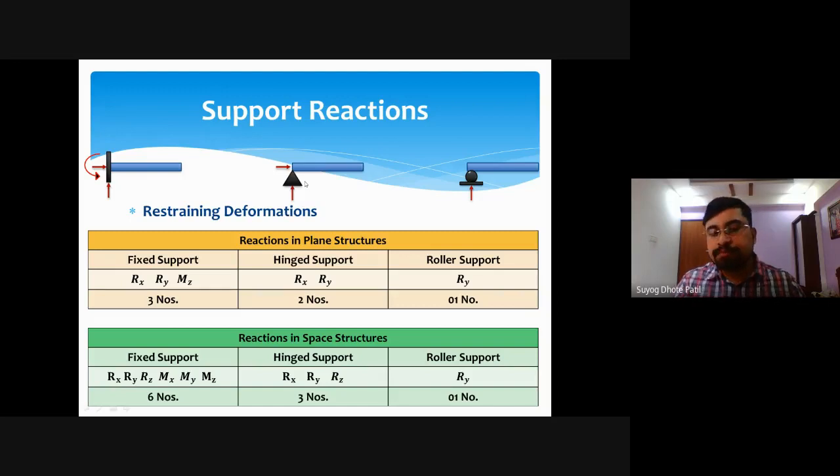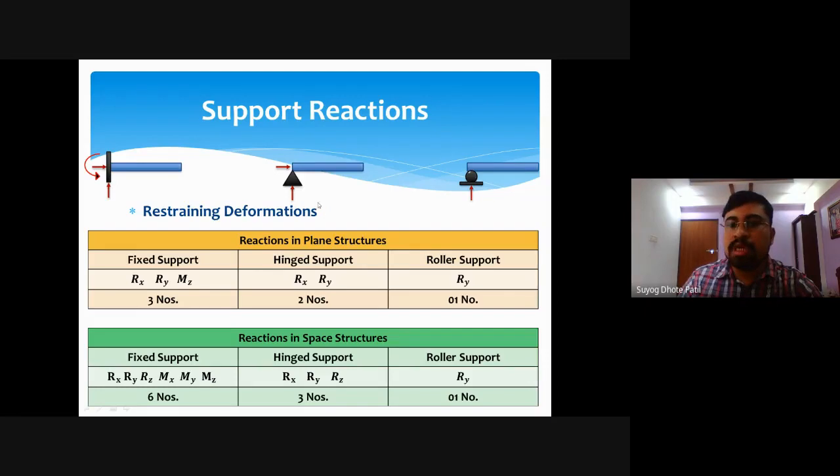hinge support, what does it do? Hinge support holds our beam in the horizontal and vertical directions. Meaning, if I apply a horizontal force on the beam after application of this hinge support, the beam will not be able to move in the horizontal direction. If I apply a load on the beam in the vertical direction after application of this hinge support, the beam will not be able to move in the vertical direction. But if I apply a rotation, either clockwise or anti-clockwise, the beam will be able to rotate. So hinge support only provides reactions in the x and y directions.